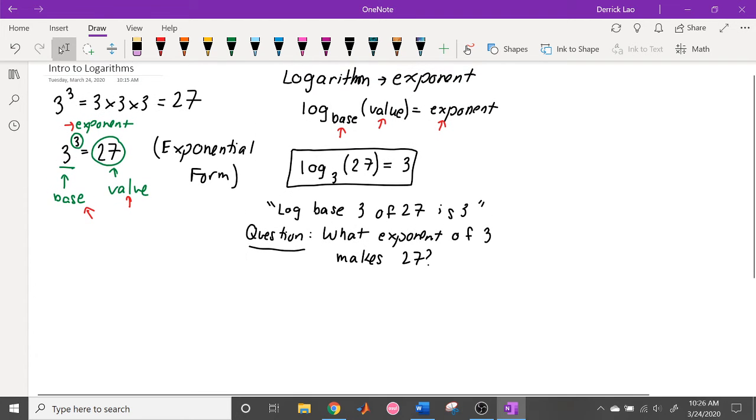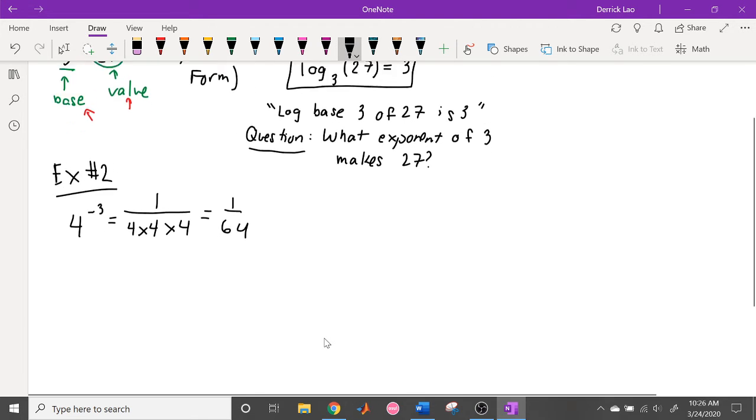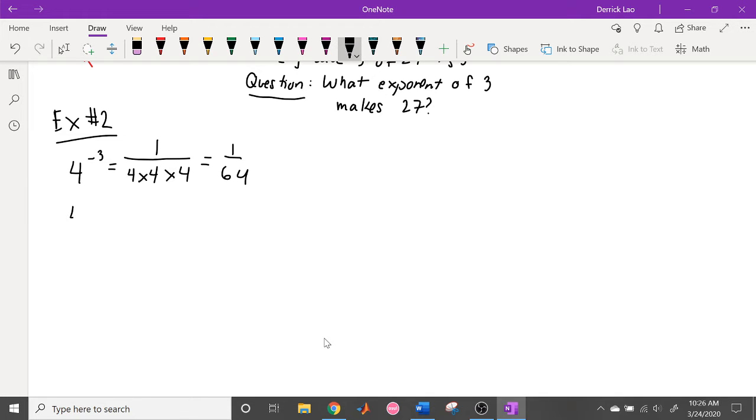Okay, so that is the first example. Now let's do the next example. Example number 2 is 4 to the negative 3 equals 1 over 64. Remember, negative 3 is like putting it into a fraction. It's 1 over 4 times 4 times 4, which is 1 over 64. If we simplify that down, we look at that as 4 to the negative 3 equals 1 over 64.